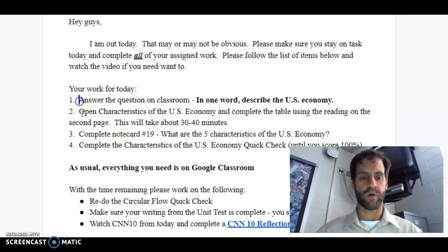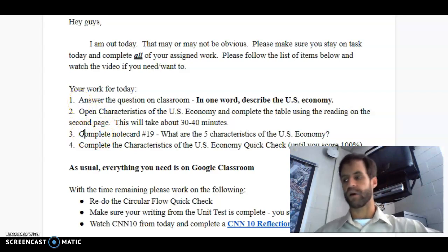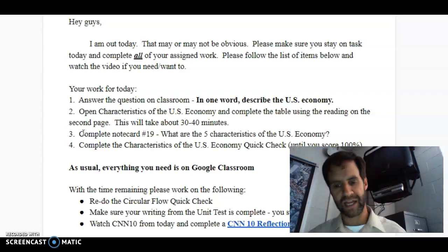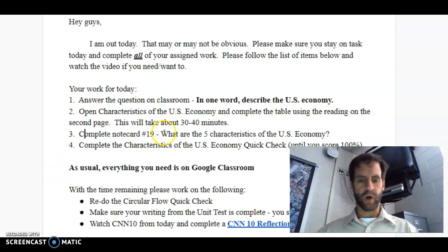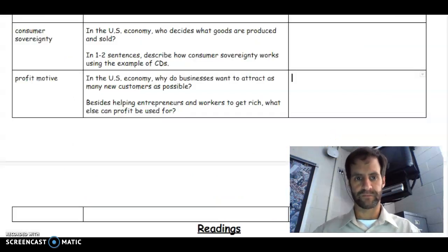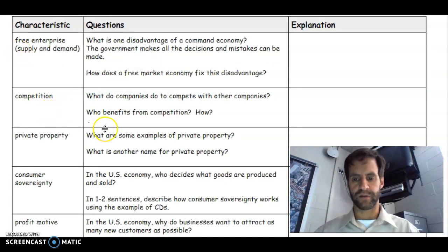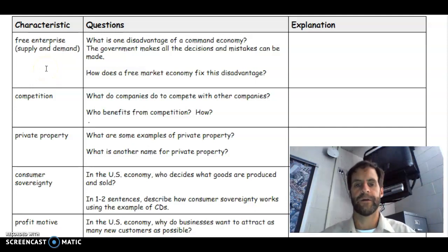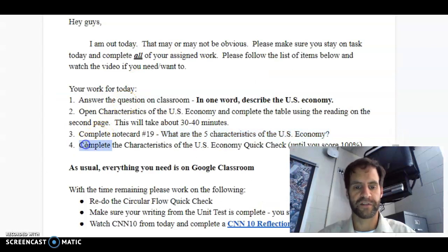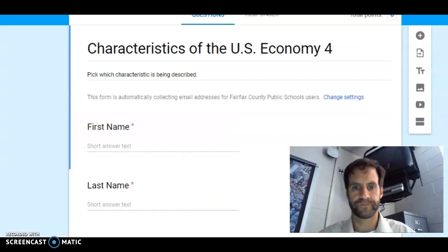All right, so that takes care of 1, 2, on to number 3. The note cards, good old note cards. That's right, guys, they're not going away. Number 19. What are the 5 characteristics of the U.S. economy? Sound familiar? They should, because they're right here. Those are your answers. You don't need to include the explanation on the note card. It would take up way too much space. We'll do that later. Okay, so you finish that note card. You've got the words to study. Then you come to the last, number 4, a quick check.